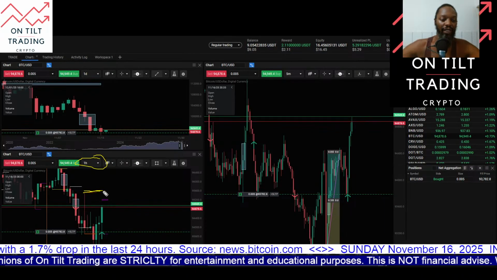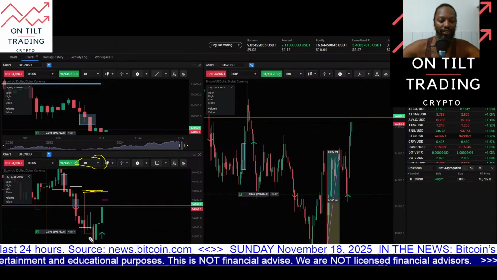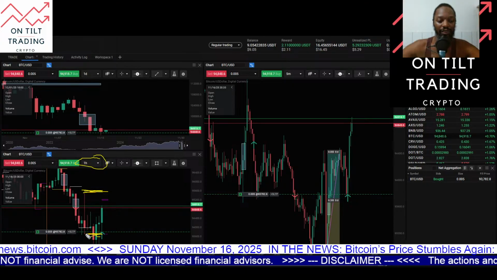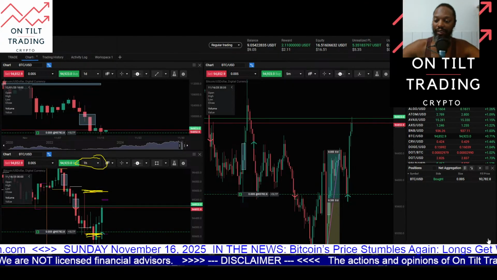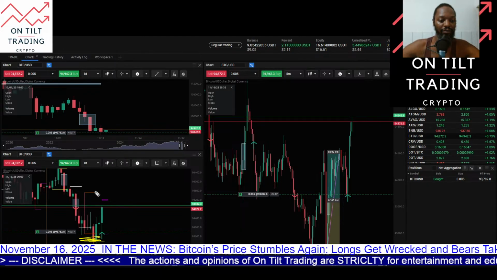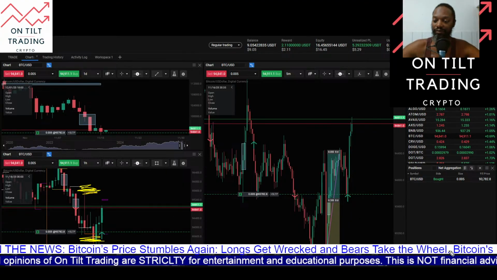So this brown line that you're seeing here, this is the high of the New York PM session. This brown line down here is the low of the New York PM session. So there's going to be sell side liquidity resting below this level and buy side liquidity resting above this level.